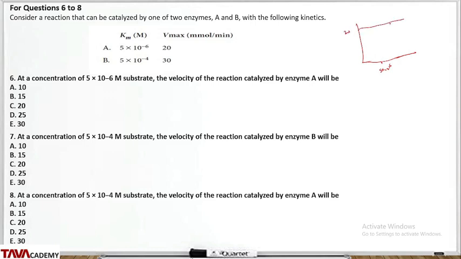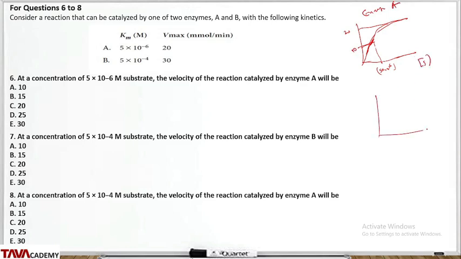So which means if this is the Vmax 20, the Km will be at half of the Vmax. That's where the concentration will meet each other. So the Km is the value at half of the Vmax. So that will be 10. This is for enzyme A. This is the substrate concentration.